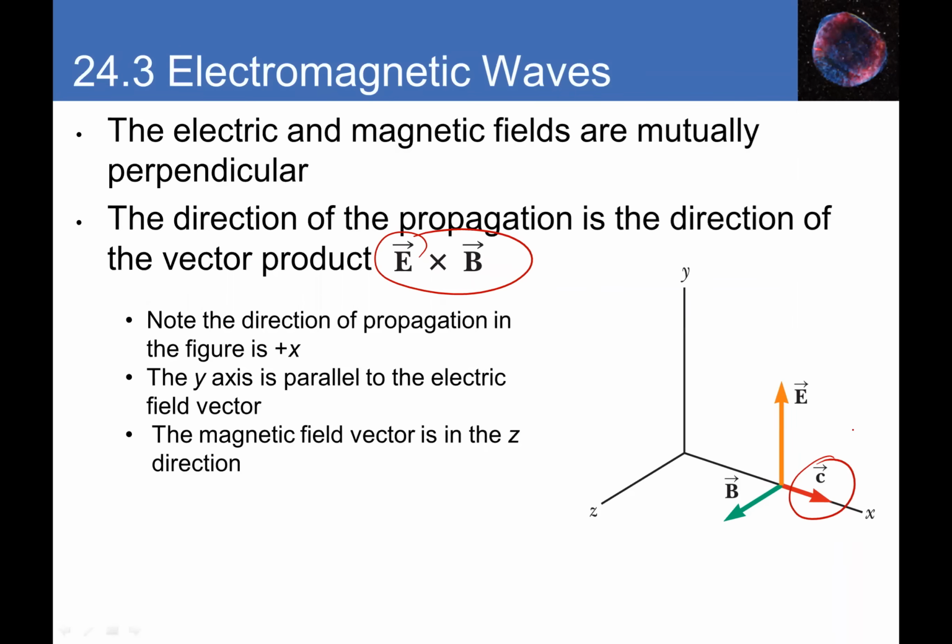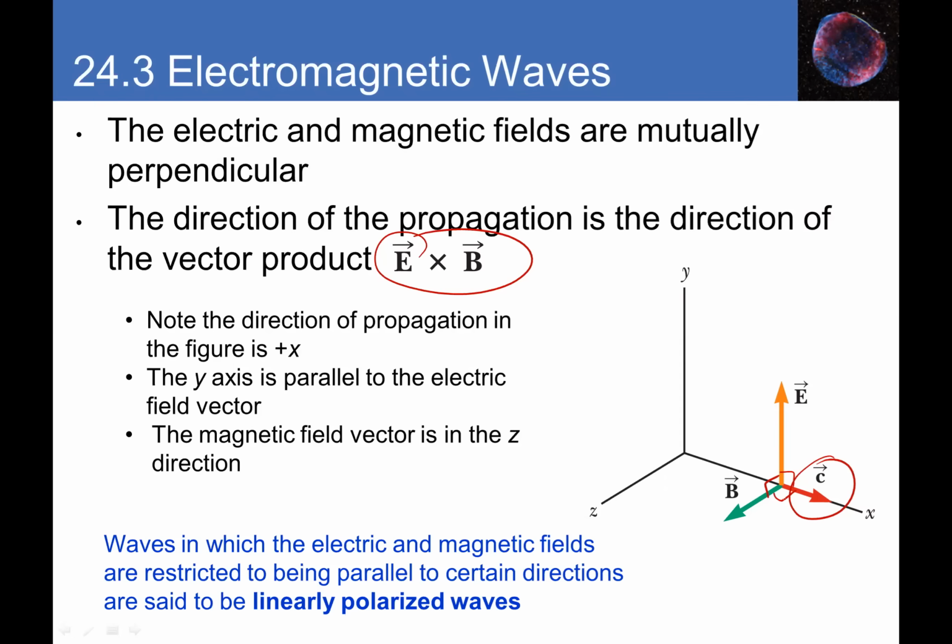All right, so the direction of propagation is in the positive x direction, the electric field is in the y direction, and the magnetic field is in the z direction. That's kind of a requirement. They are always perpendicular to one another, okay? So waves in which the electric and magnetic fields are restricted to being parallel to a certain direction are said to be linearly polarized waves.